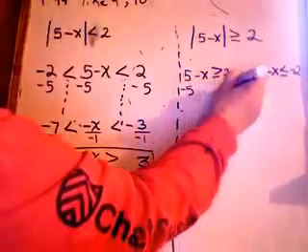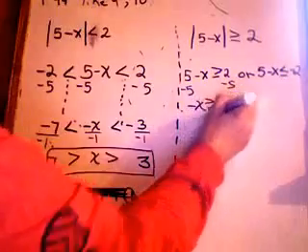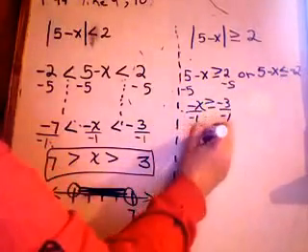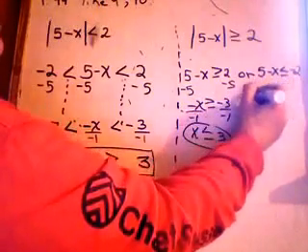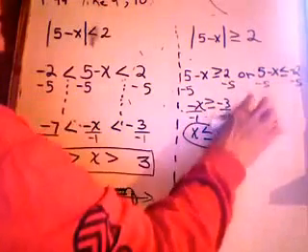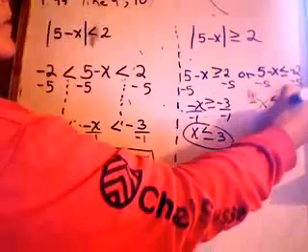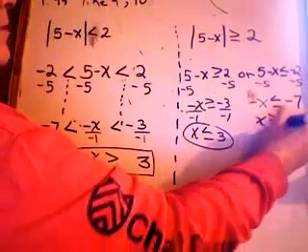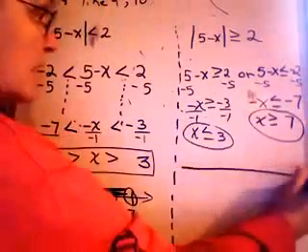So minus 5, so I get minus x greater than or equal to minus 3. Divide by negative 1. X less than or equal to 3. It's one answer. Let's do this one. Let's subtract 5 from both sides. Alright, when I do that, I get minus x less than or equal to minus 7. Divide by a negative, x greater than or equal to 7. Remember, switch the sign.